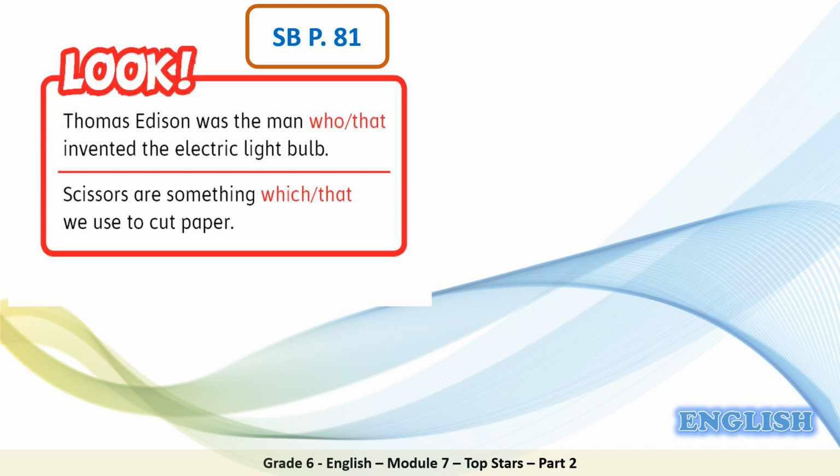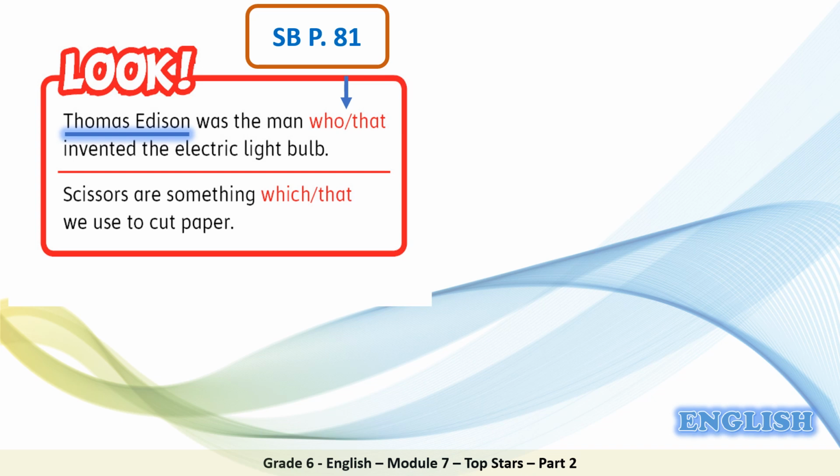Now let's read these two examples in our student's book, page 81. Thomas Edison was the man who or that invented the electric light bulb. What about the word in red, who and which, what we call it? Excellent, we call it a relative pronoun. What does it refer to? As we have learned, it refers to a name, a noun, a name of a person. It refers to people. So it gives me more information about Thomas Edison.